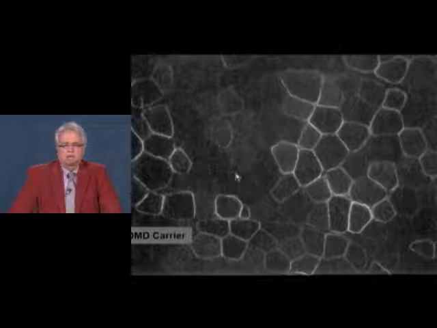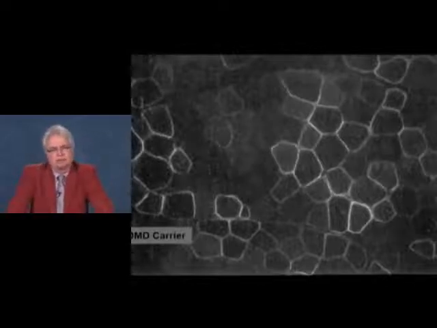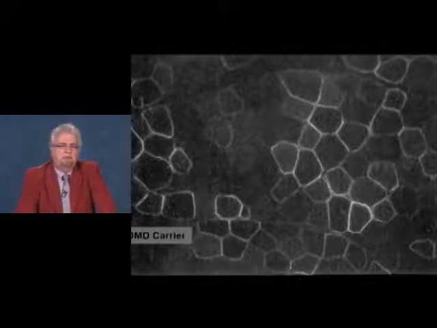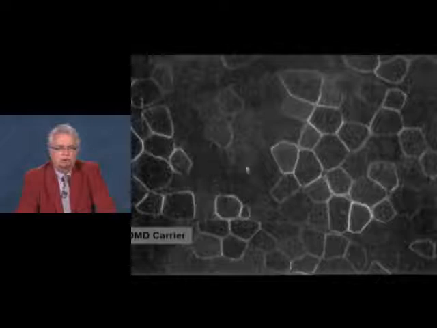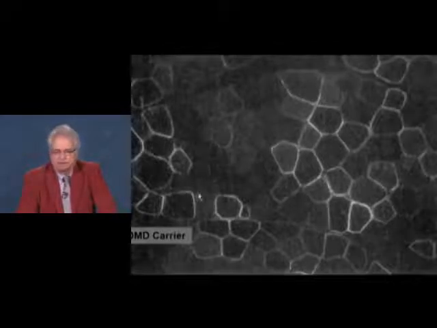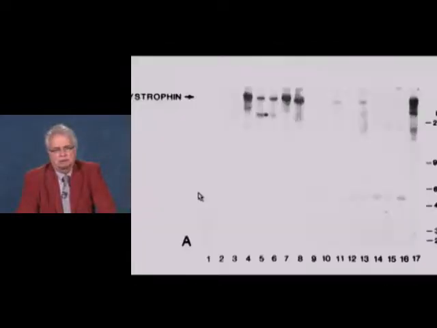Now, if you do a muscle biopsy on a female patient who is a DMD carrier, particularly in symptomatic females, you find what we call a mosaic of dystrophin positive and dystrophin negative fibers. That's very typical of DMD carriers.